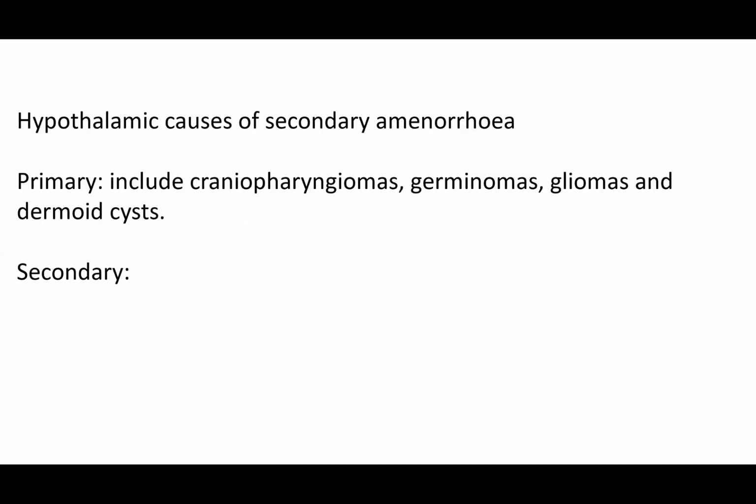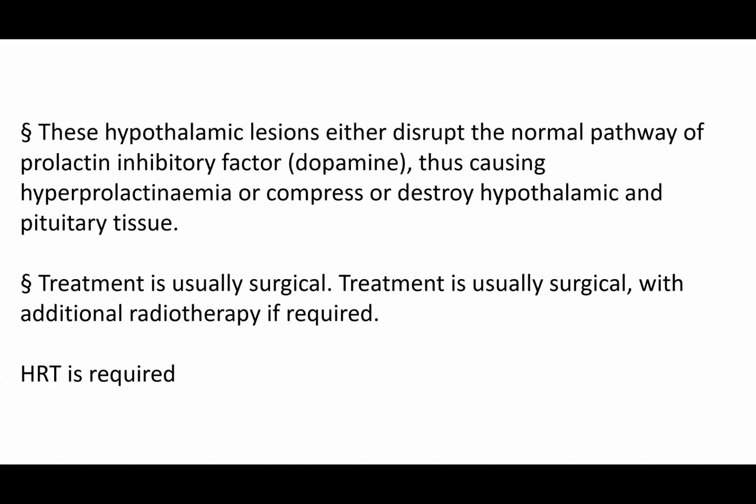Hypothalamic causes of secondary amenorrhea include craniopharyngiomas, germinomas, gliomas, and dermoid cysts. Secondary amenorrhea could also be due to other causes. These hypothalamic lesions either disrupt the normal pathway of the dopamine, causing hyperprolactinemia, or destroy the hypothalamic and pituitary tissue. Treatment is usually surgical with or without radiotherapy, and hormone replacement therapy is required.